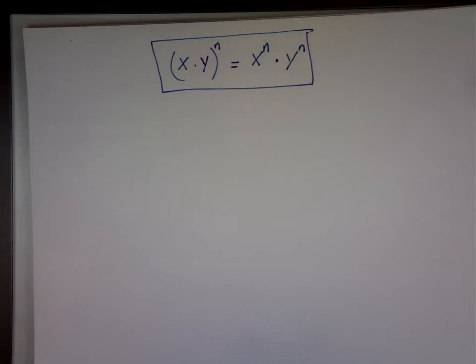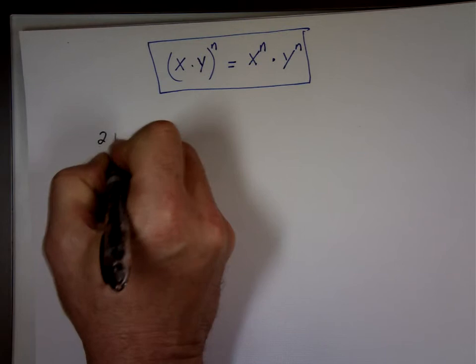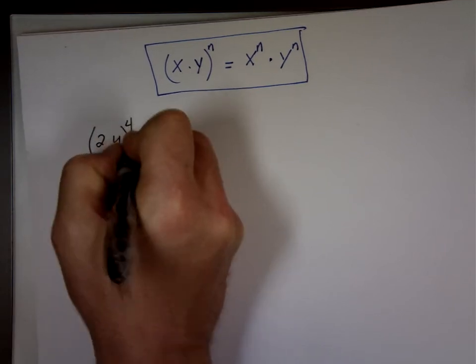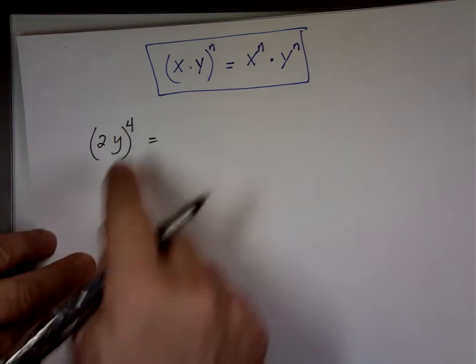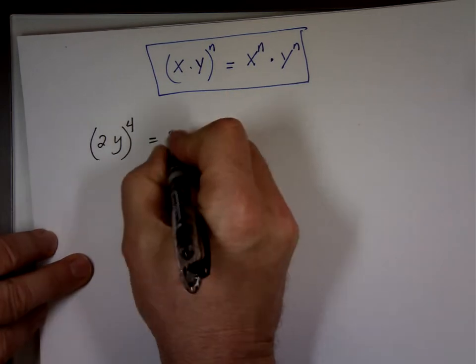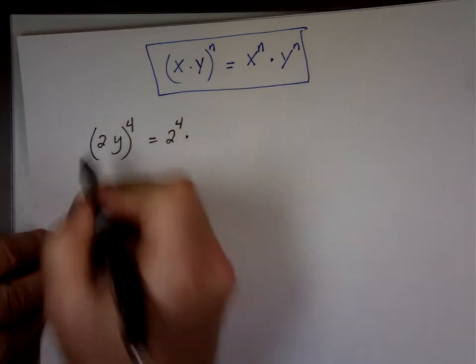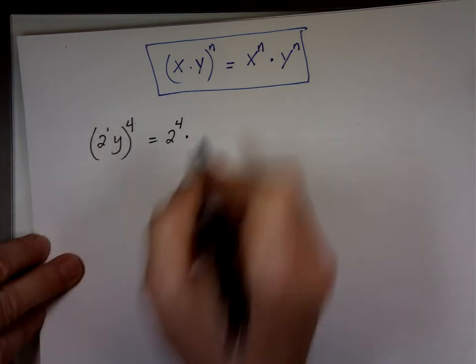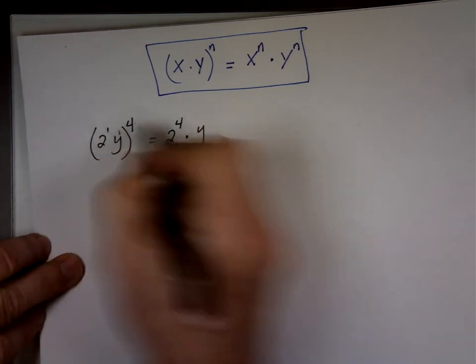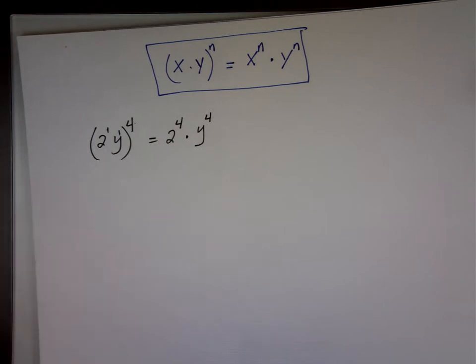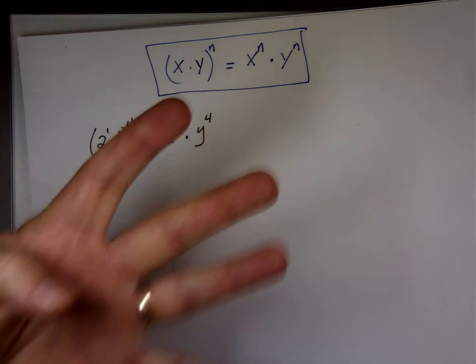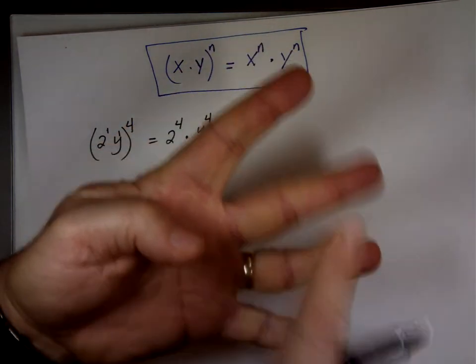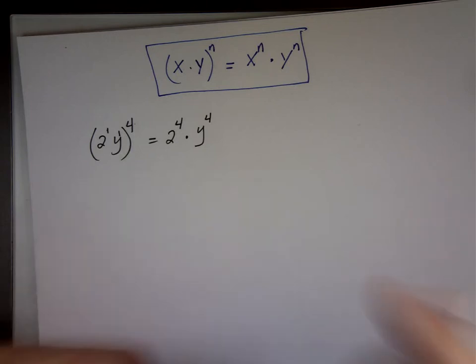An example, 2y to the 4th. Notice that's a multiplication, that's 2 times y. I should be able to use this rule for that and make it 2 to the 4th times, because remember the power here is 1. 1 times 4 is 4. And y to what power? This is 1. 1 times 4 is 4. I'm still using the same rule. Power to power, you multiply. What is 2 to the 4th? Again, you're going to multiply the 2 4 times. 2 times 2, 4 times 2, 8 times 2, 16.